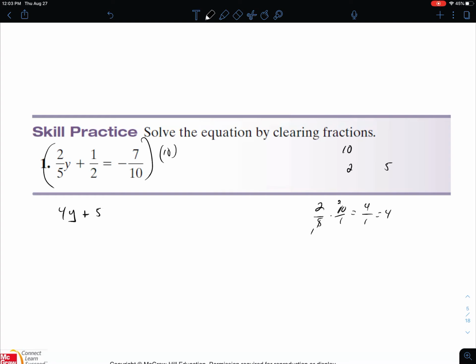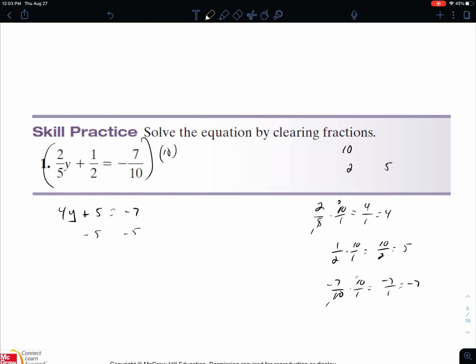Now 10 times 1/2 is just 5, right? So if I do 10 over 2, if I do it this way, it's kind of a little easier for you guys to see, that's going to be 5. Then negative 7 over 10 times 10 over 1 is going to be negative 7 over 1, which is just negative 7 because the 10s are going to cancel out, right? So it's going to be negative 7.